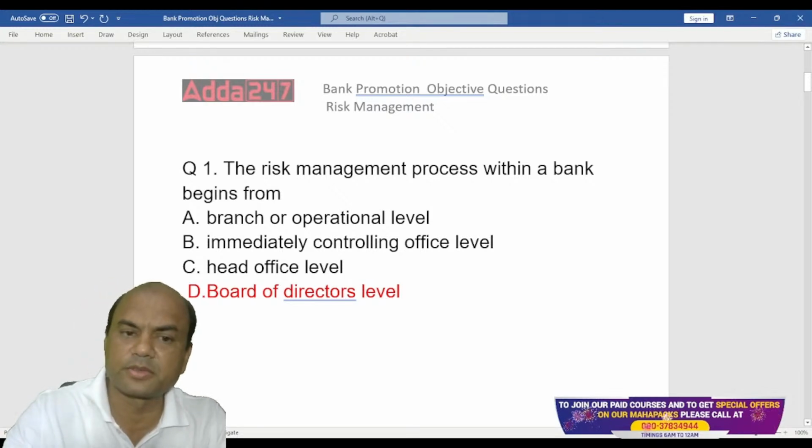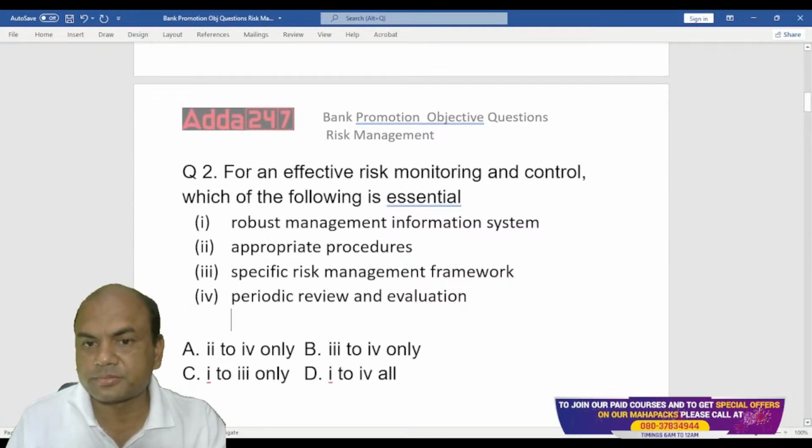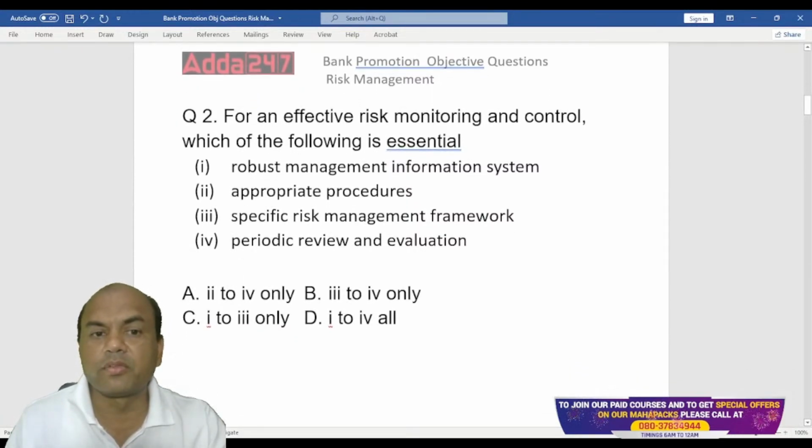Next one. For effective risk control and monitoring, which of the following is essential? 1: A robust management information system, 2: appropriate procedures, 3: specific risk management framework, 4: periodic review and evaluation. So answer A is what? 2 and 4 only.